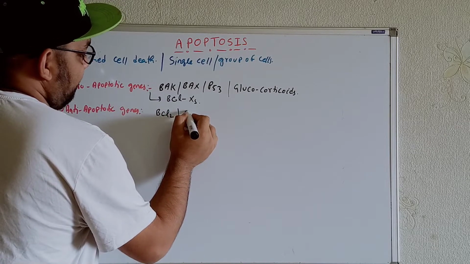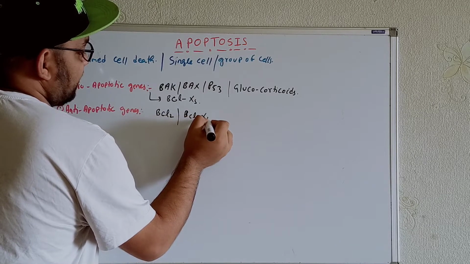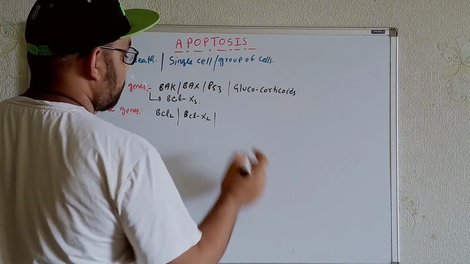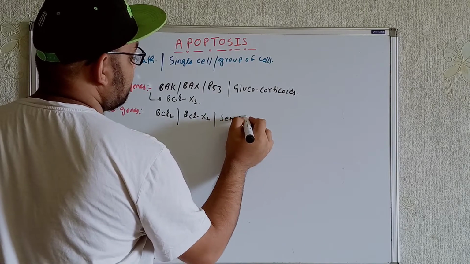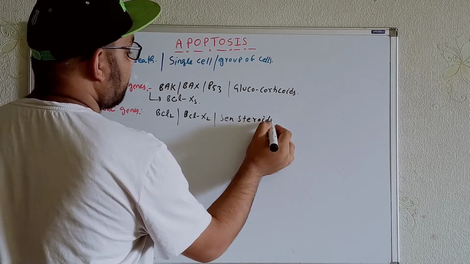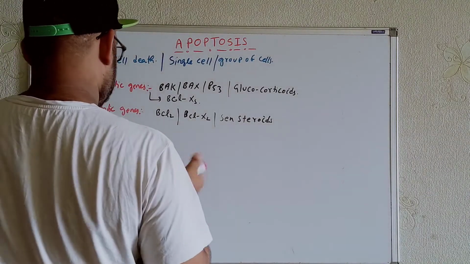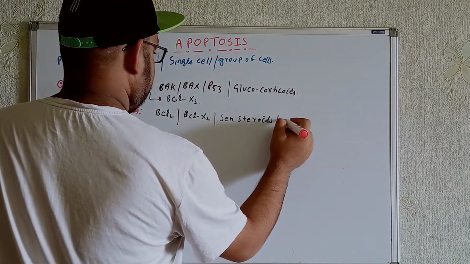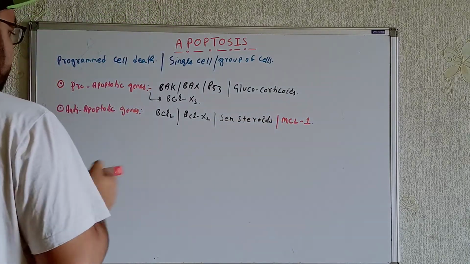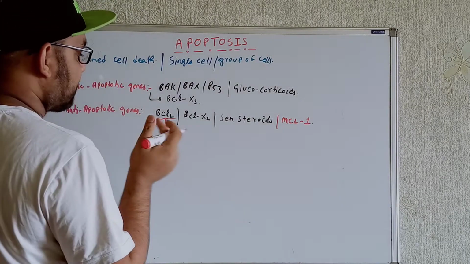You also get BCL-XL here, and certain types of drugs can also inhibit the process of apoptosis, for example sex steroids. And MCL1. Out of these, the BCL2 gene is the most important one, and questions can be asked from it.